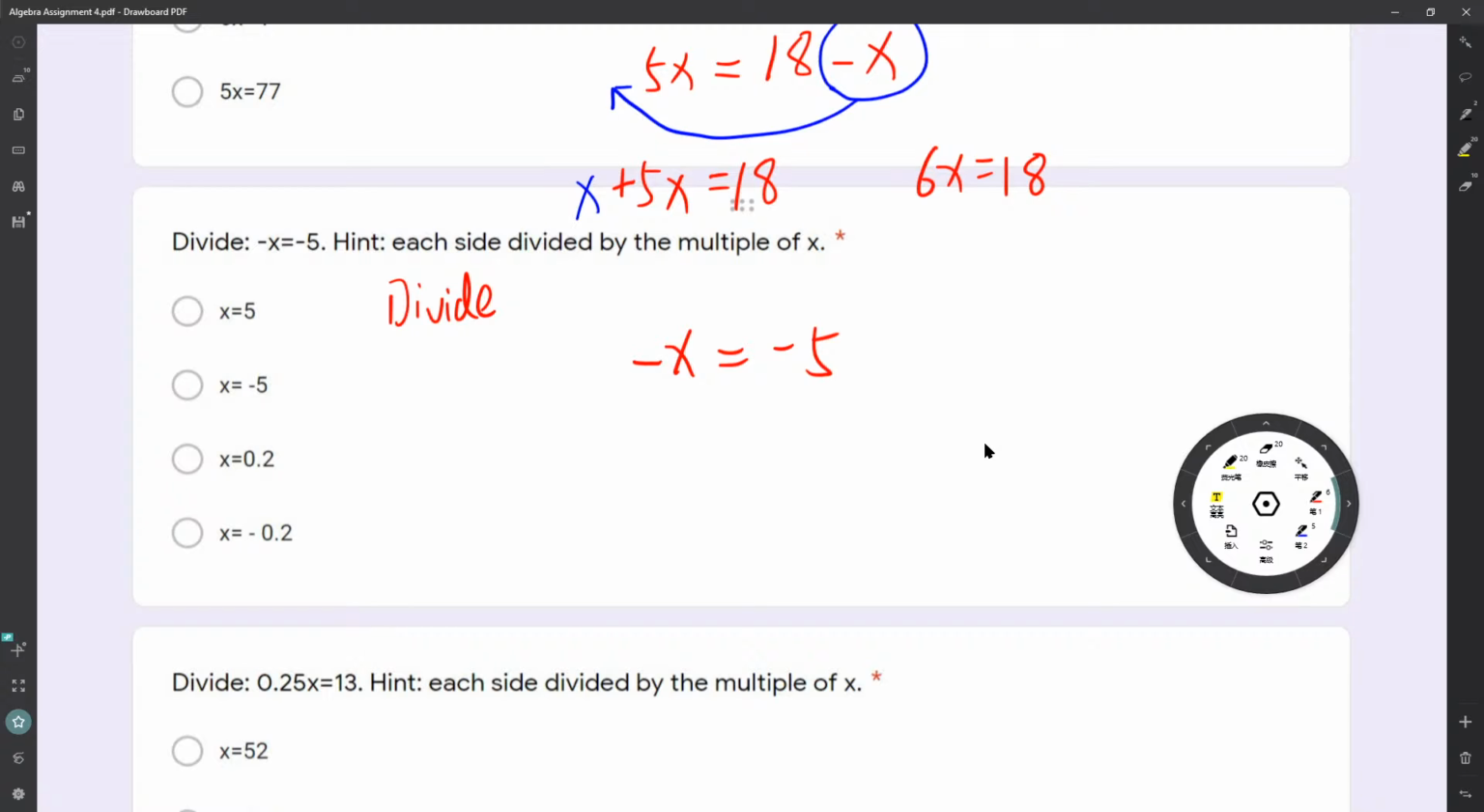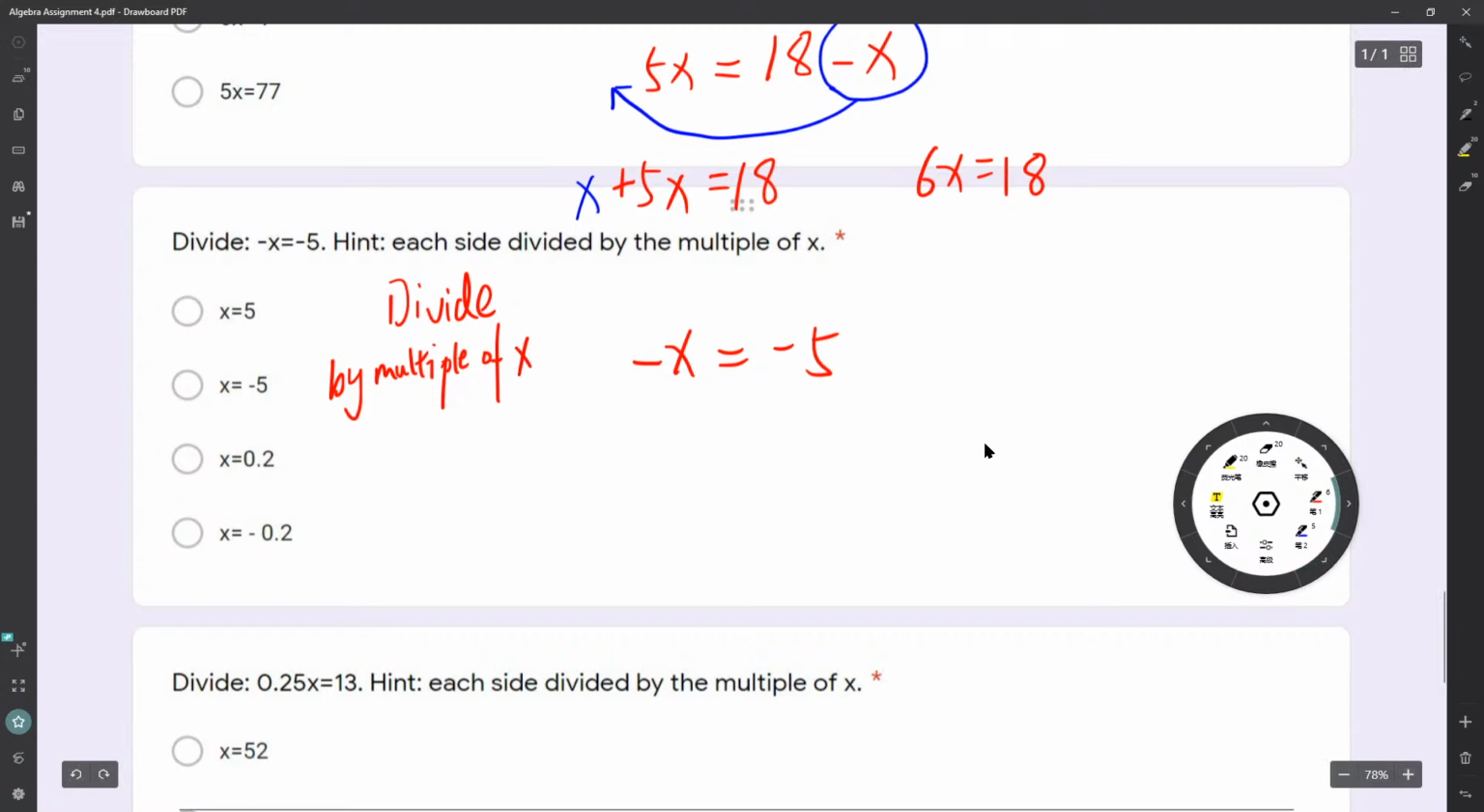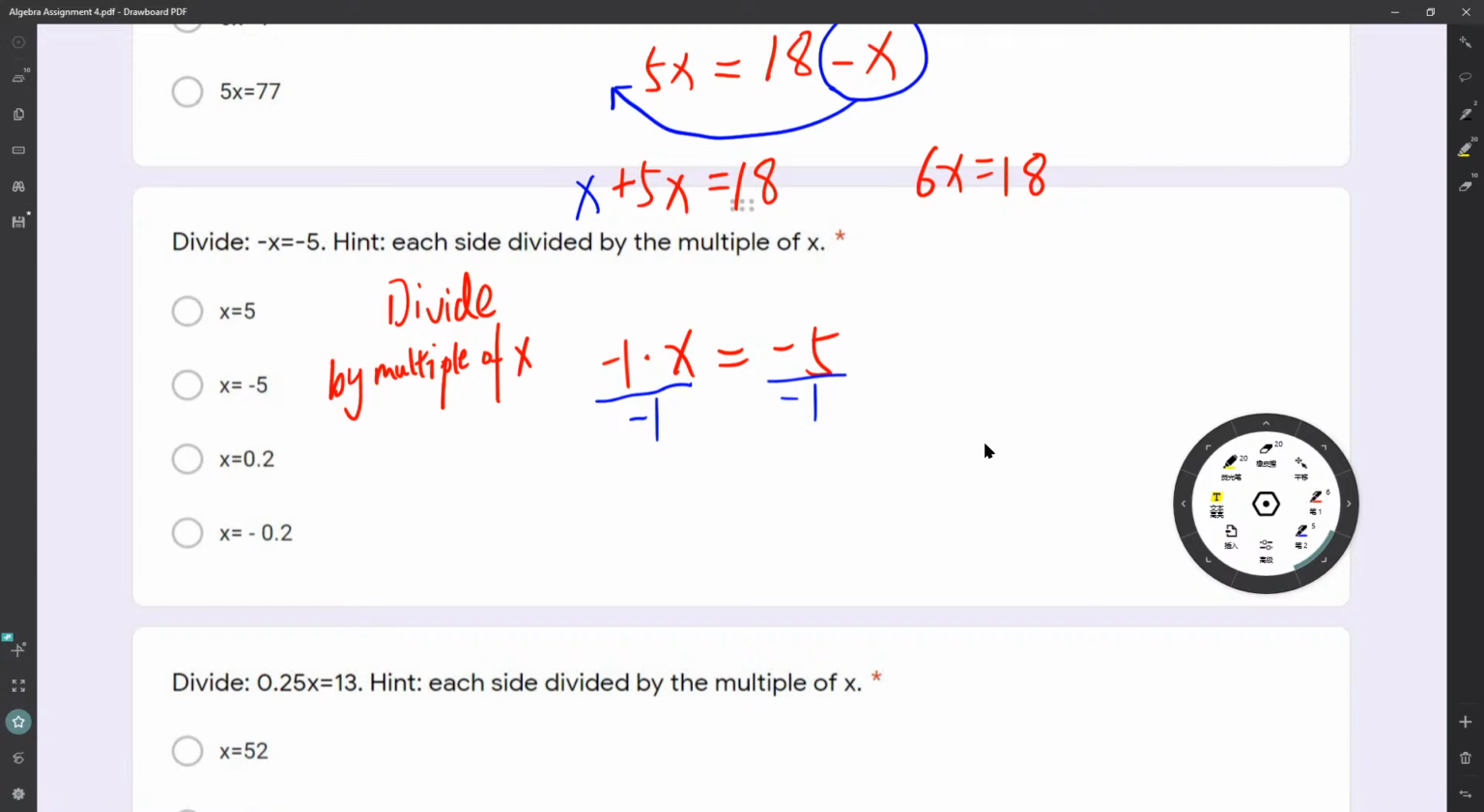And how do we divide? It's always divide by the multiple of x. So here, this negative x, you can think of this as the same as negative 1 times x. So negative x is -1 times x. And then when we divide by the multiple, which is -1, we divide by -1. And we divide the same thing on the other side. That's because of the property of equation.